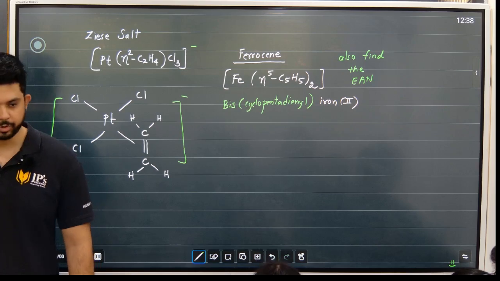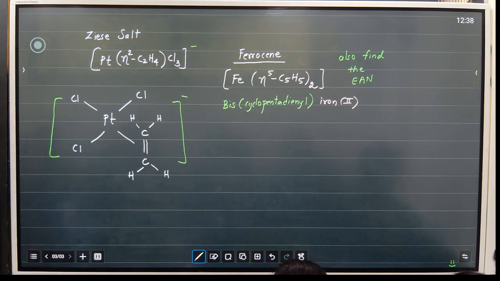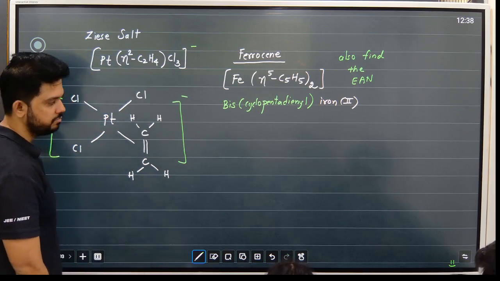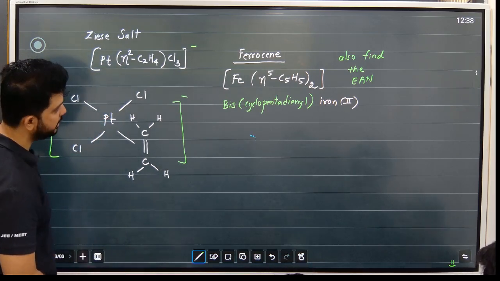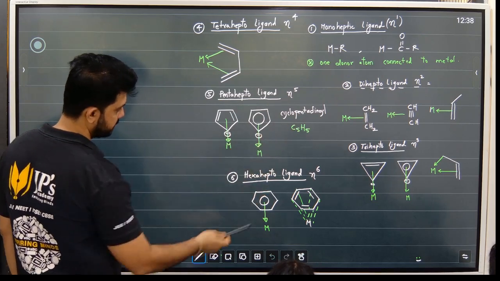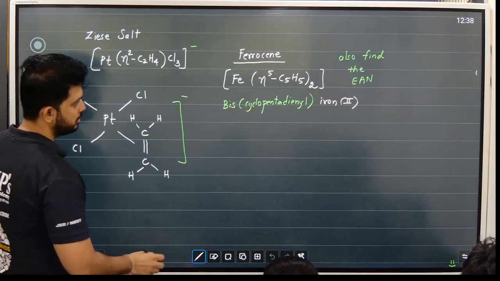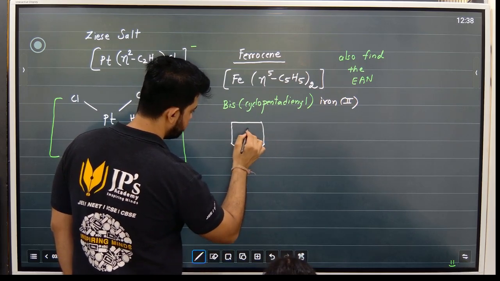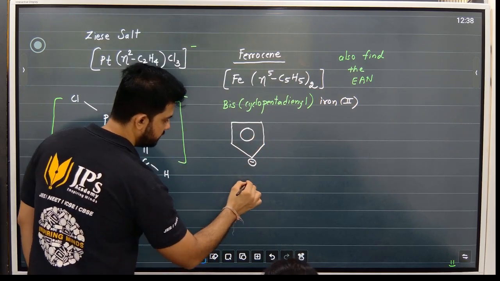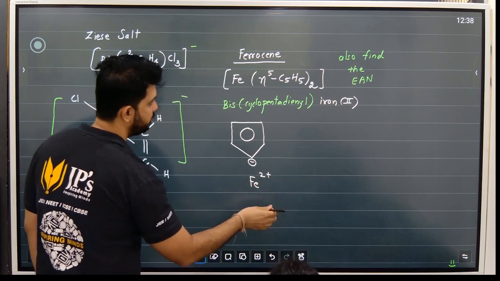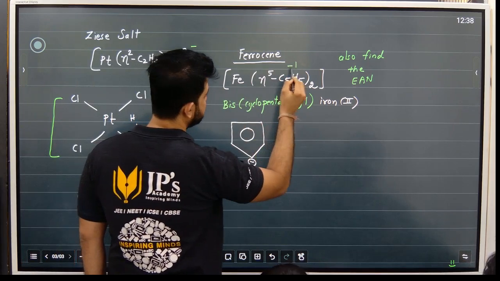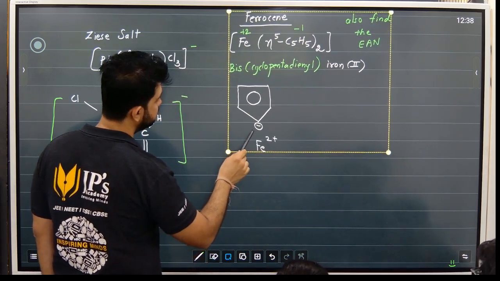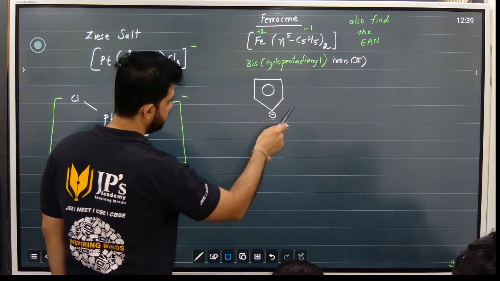Okay, so what we have here is a compound called ferrocene. So ferrocene has a pentahapto ligand, which is cyclopentadienyl. We've also made that here, cyclopentadienyl. Now look at the structure of this. So we have the cyclopentadienyl. Then we have Fe. The charge on Fe over here is +2. This is -1. This is +2. And we have one more.